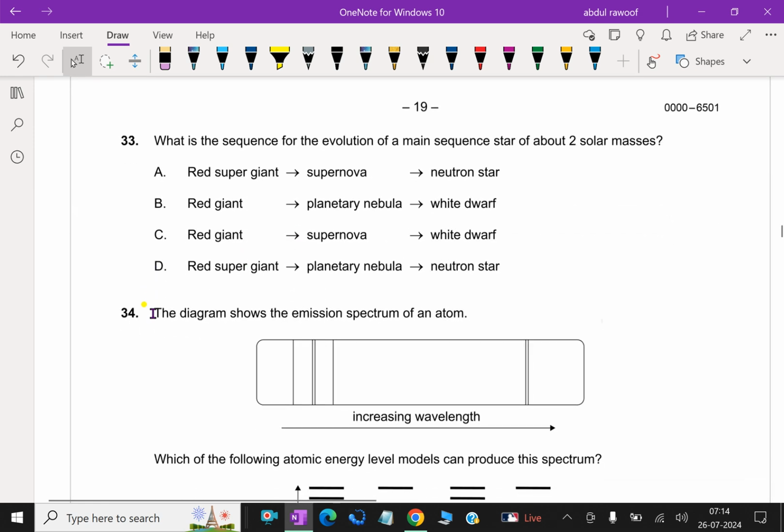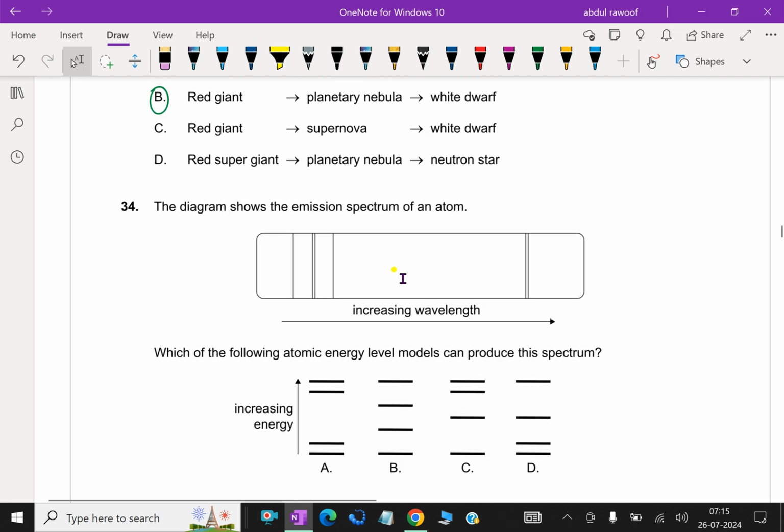What is the sequence of the evolution of a main sequence star of about 2 solar masses? For 2 solar masses, first it is a red giant, then planetary nebula, then white dwarf. Finally white dwarf. So here 2 options end with white dwarf, but the starting point is red giant. Red giant, planetary nebula, and white dwarf. Option B.